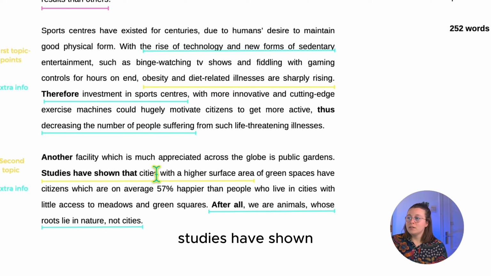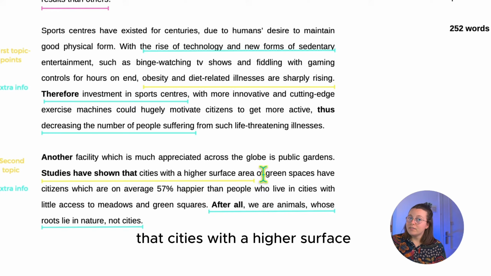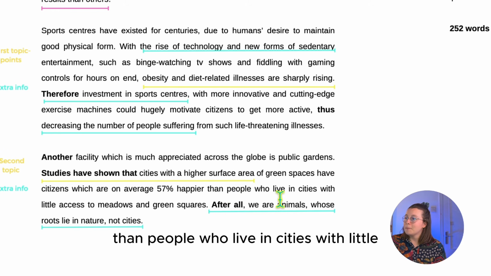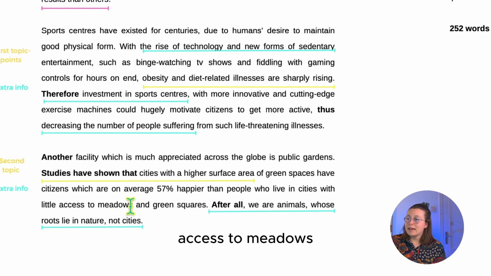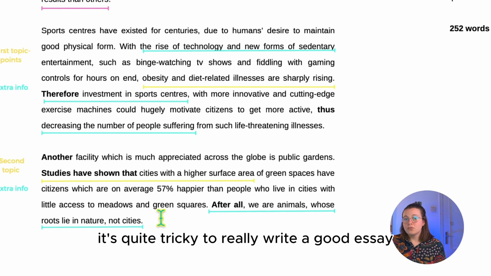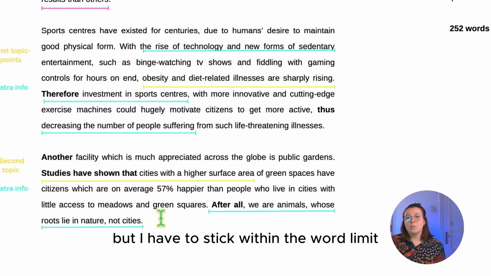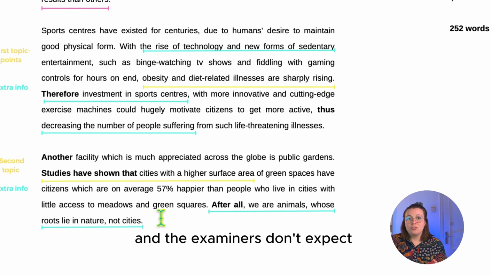Studies have shown that cities with a higher surface area of green spaces have citizens which are on average 57% happier than people who live in cities with little access to meadows and green squares. After all, we are animals whose roots lie in nature, not cities. Now, it's quite tricky to really write a good essay with so few words, right? I would have liked to write about this topic in more detail, but I have to stick within the word limit. And the examiners don't expect you to write a huge text.